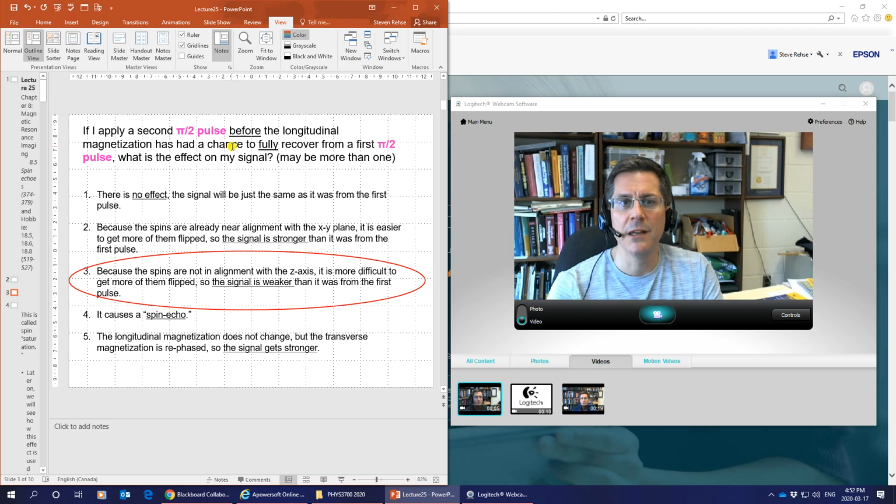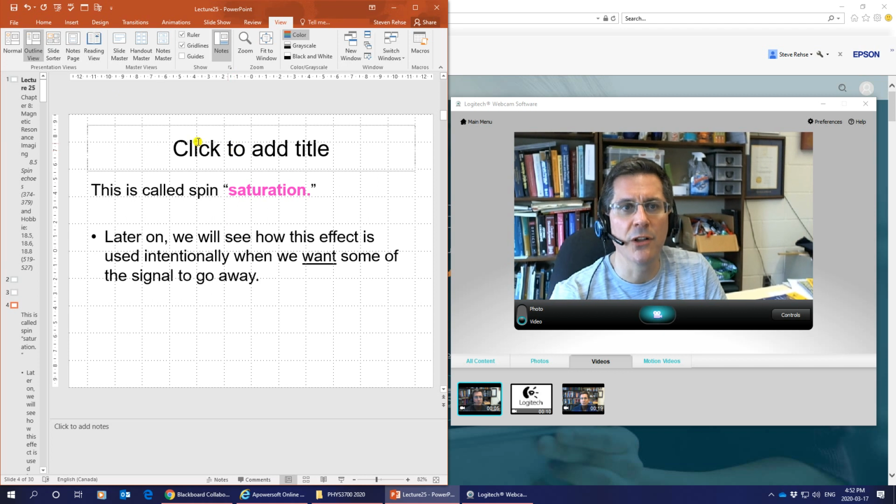All right, so if nothing happens at the start of the experiment, when you go to make an MRI measurement, it's going to be much, much weaker. And in fact, we're going to use this. This is something called spin saturation. All right, so note I've got the words in pink, right? That's something you should be paying attention to, the idea of spin saturation.